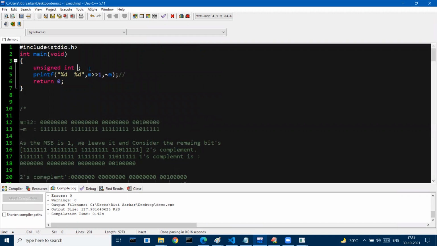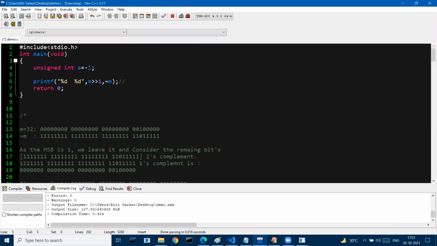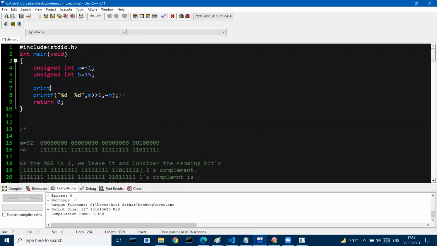Unsigned int A is equal to -1. Unsigned int B is equal to 15. Printf %d A left shift by 1, %d B right shift by 1. You have to do it, guys.